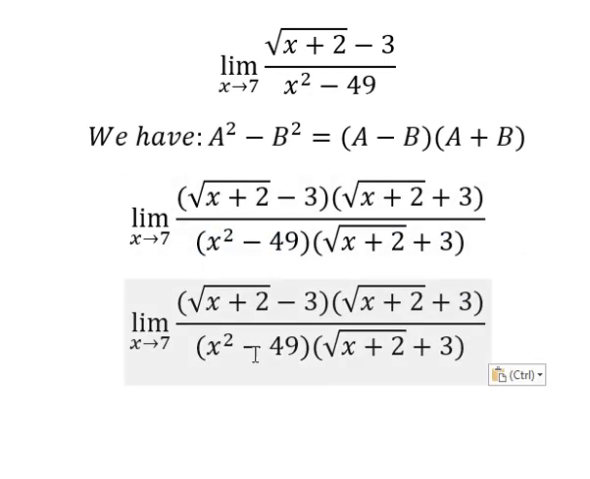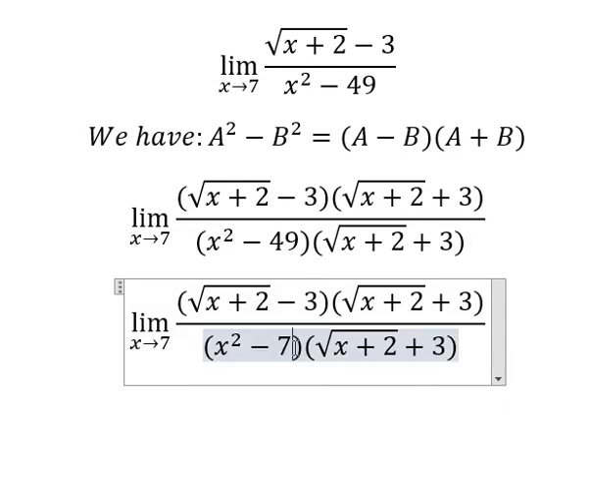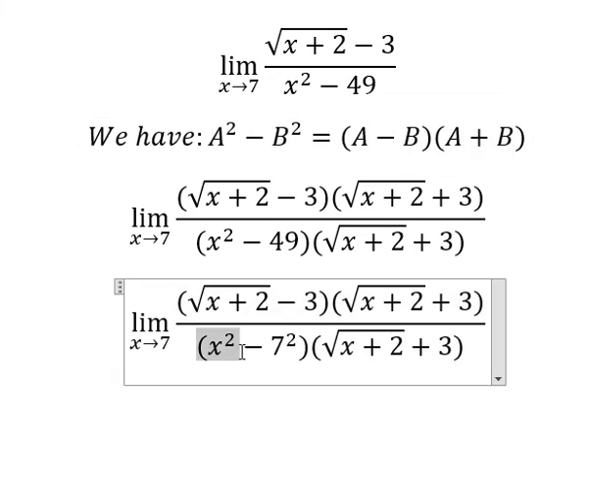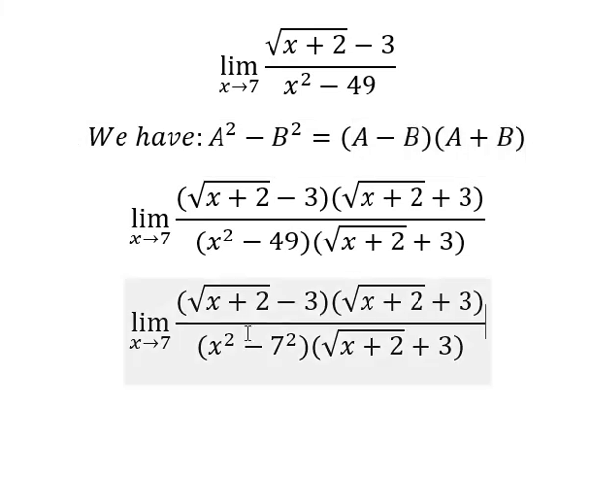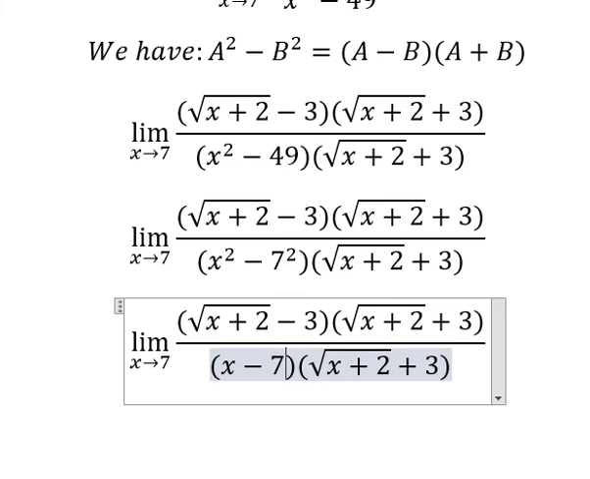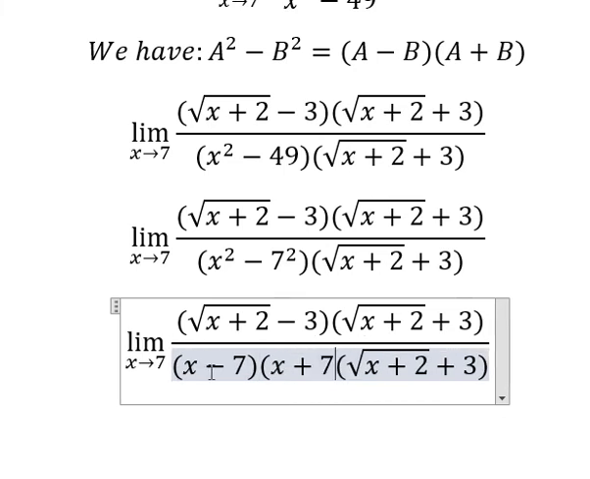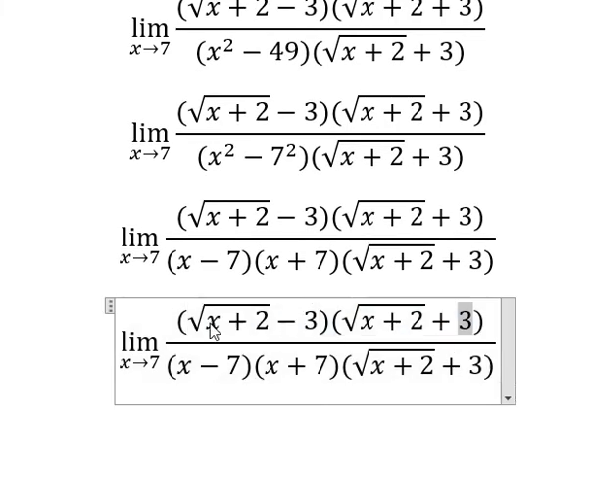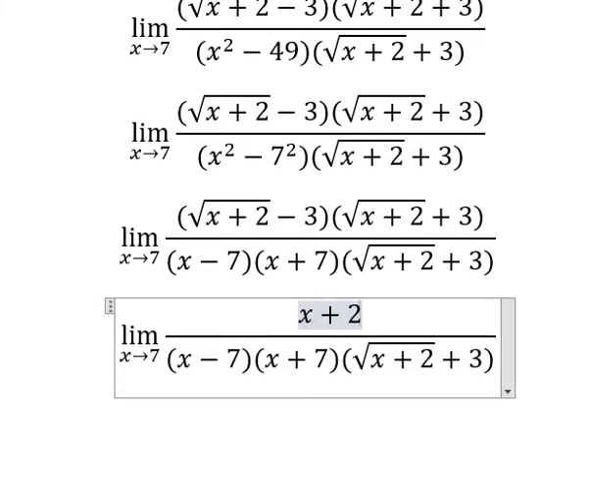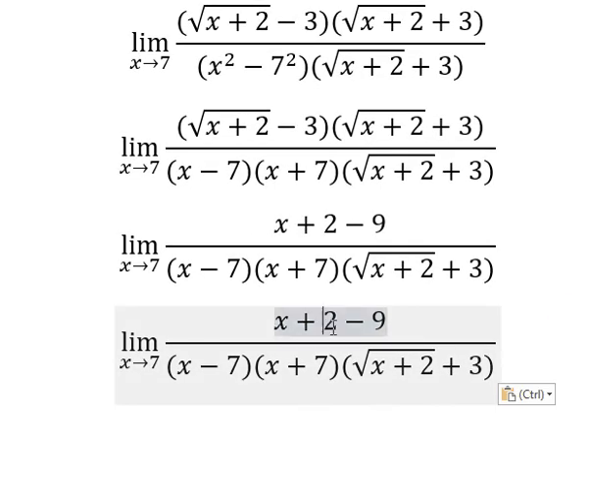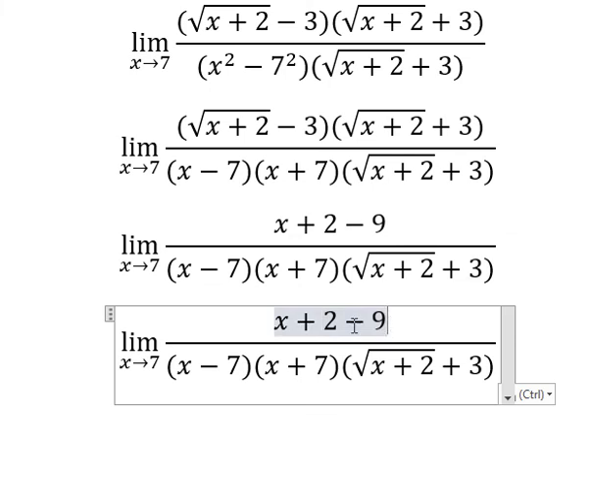Next, 49, that is 7 square. So we have this one. So we need to change x square minus 7 square into this one. About this one, we have x plus 2 minus 9. So we have number 2 minus number 9. We have negative number 7.